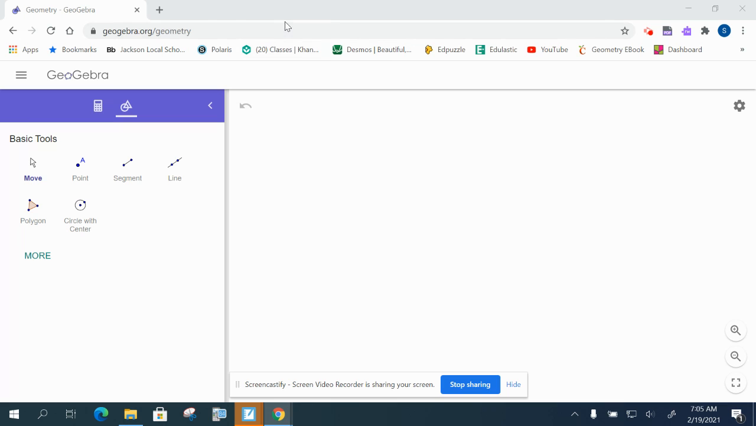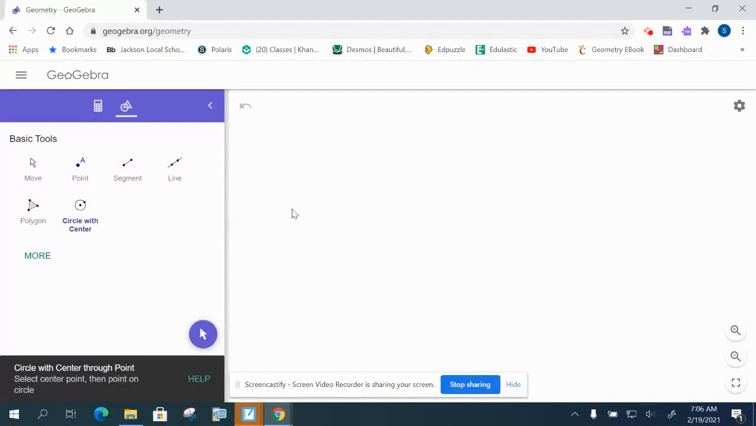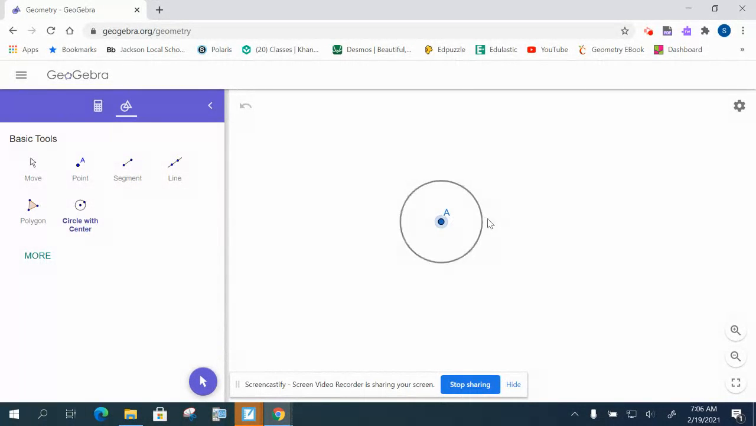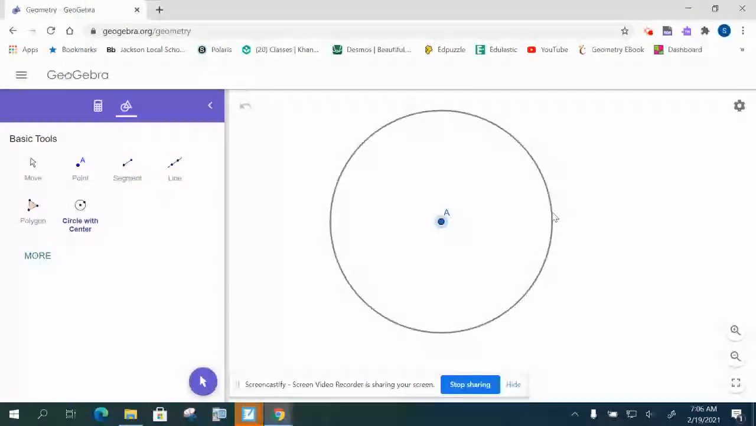So the first thing we're going to do is a GeoGebra activity. If you want to go to geogebra.org/geometry and follow along with me, feel free, or just watch and take notes. First, we select the circle with center tool to construct a circle. I click this button, move my cursor out, and then click again to finish the circle.